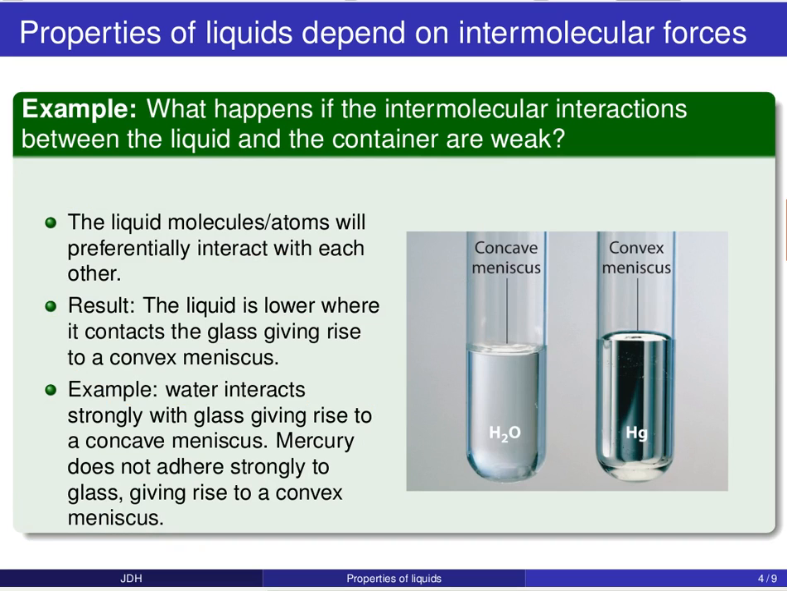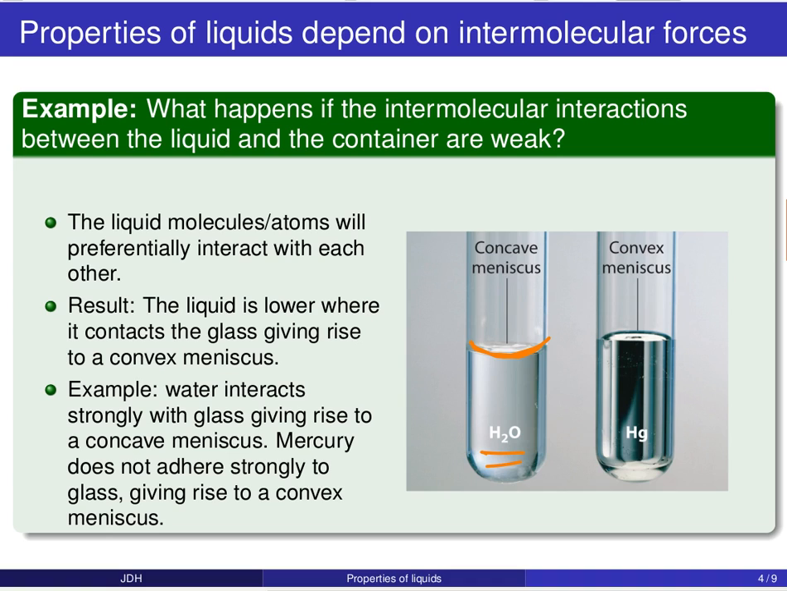Okay, now something interesting can happen here, right? As I said, the formation of the meniscus that we're used to seeing, for example here with water, which has this concave look to it, is the result of strong intermolecular interactions between that liquid and the container that's holding the liquid. But let's ask ourselves the question, what would happen if the intermolecular interactions between the liquid and the container are actually very weak?